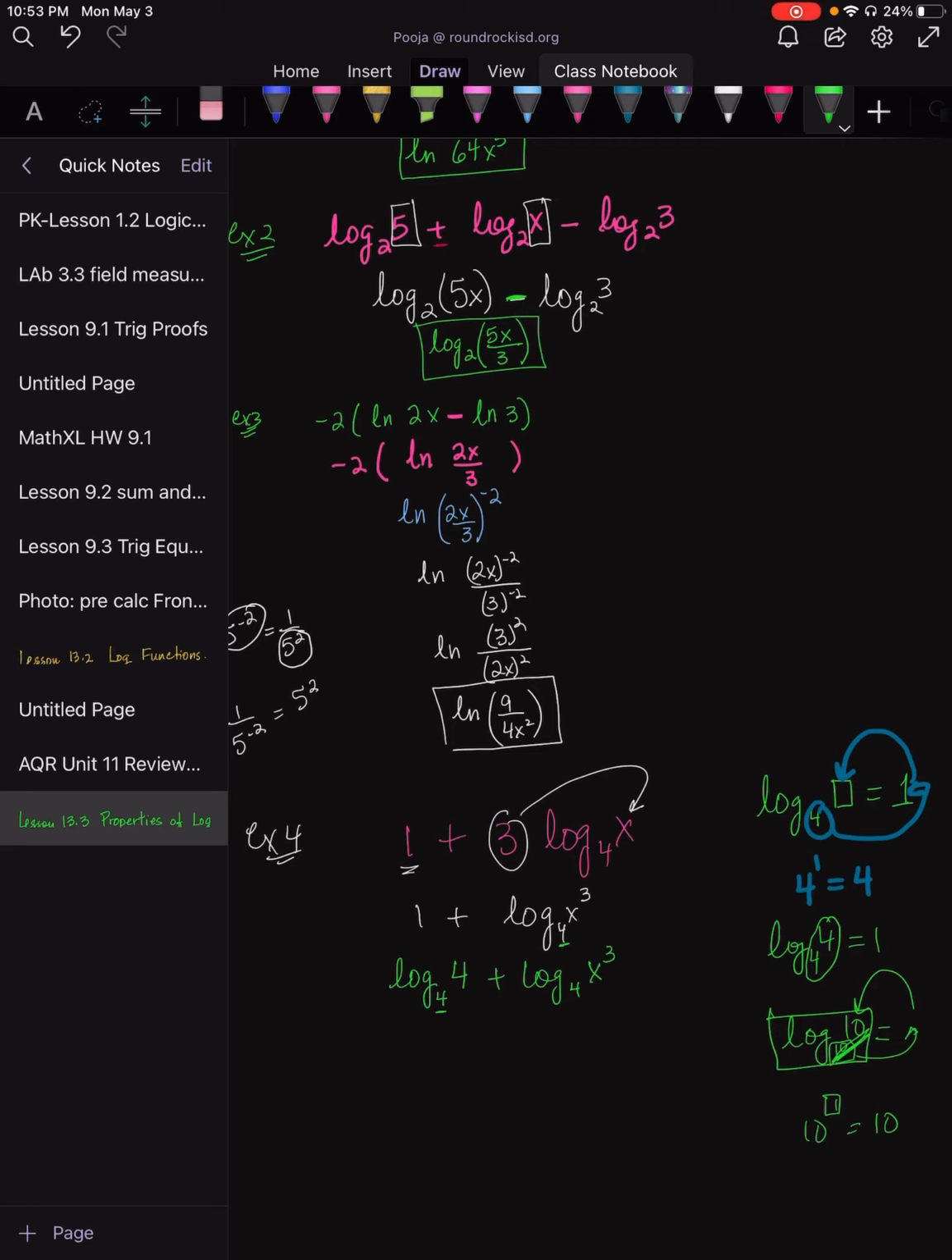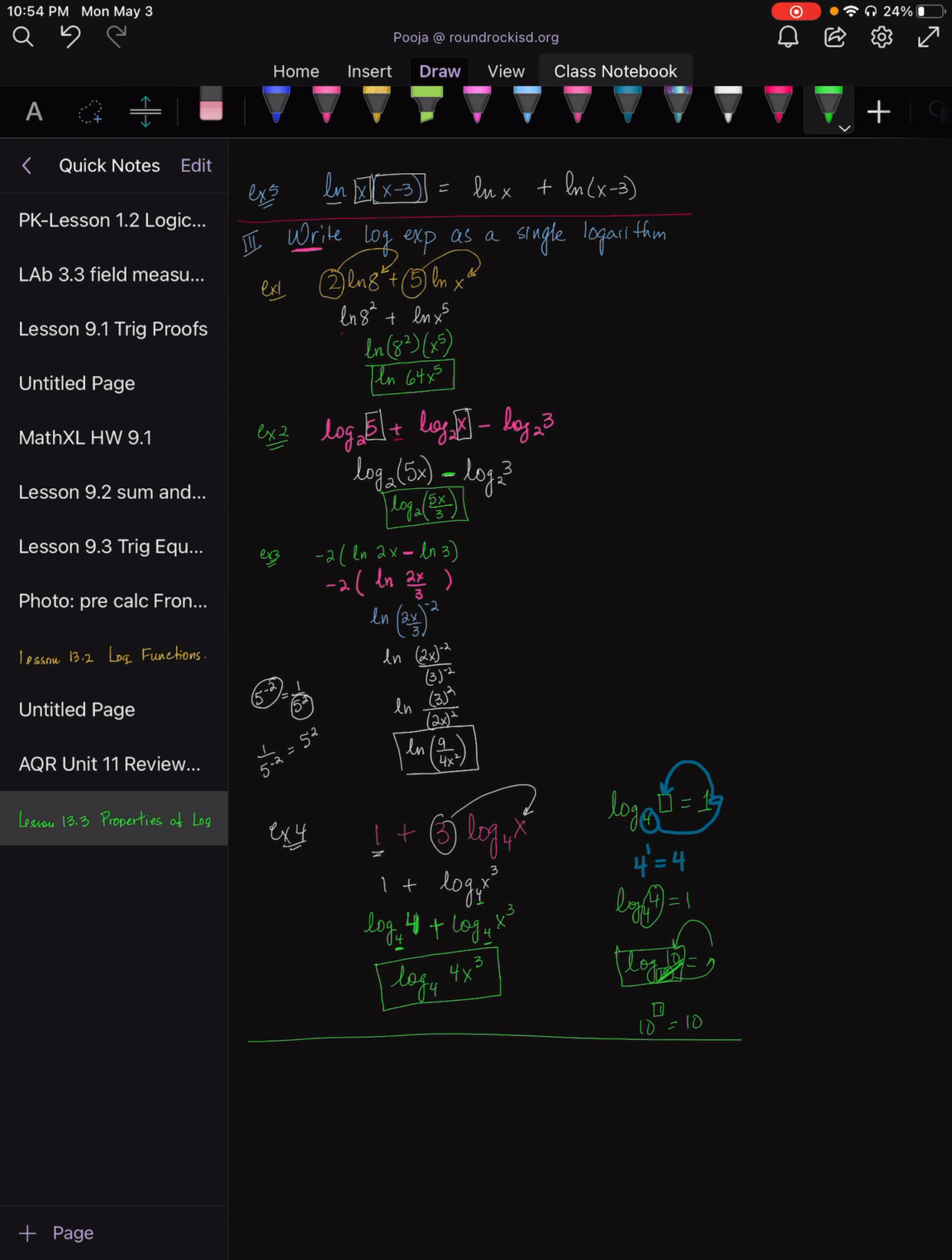Now the trick is, why did I use 4? Why did I pick 4 as the base? Because the next term had 4 as the base. That's why I picked 4. And because I picked 4 here, I had to make this also a 4, because 4 to the first power will be 4. Okay, let's continue. Now that they both are logs to the same base and it's a sum problem, I can combine it into a product problem: 4 times x to the third power. Now it's all combined and compressed into one term.